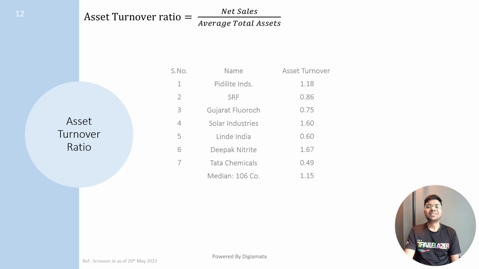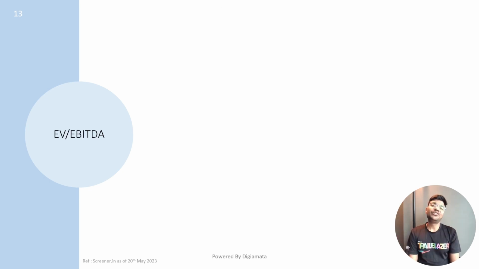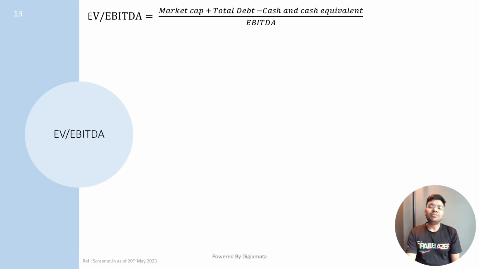Okay. So now the last ratio which we are going to cover today is your EV by EBITDA. And EV means enterprise value, and EBITDA is earnings before interest, tax, depreciation, and amortization. Now you can go to lecture 2 and try to understand what EBITDA was if you forget it. So let's calculate the EV by EBITDA ratio.